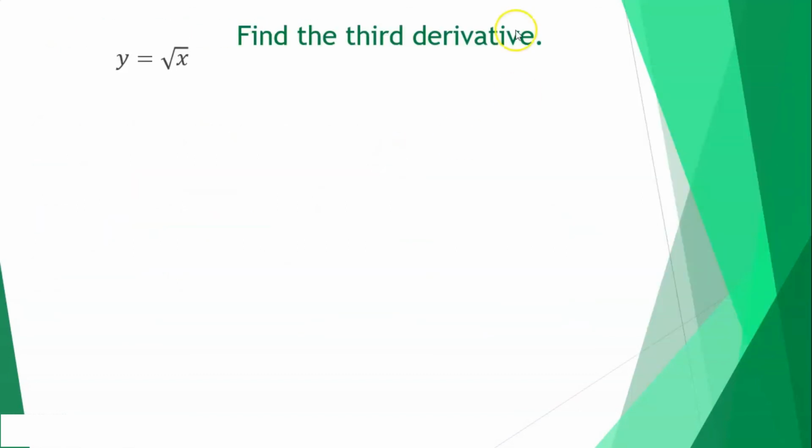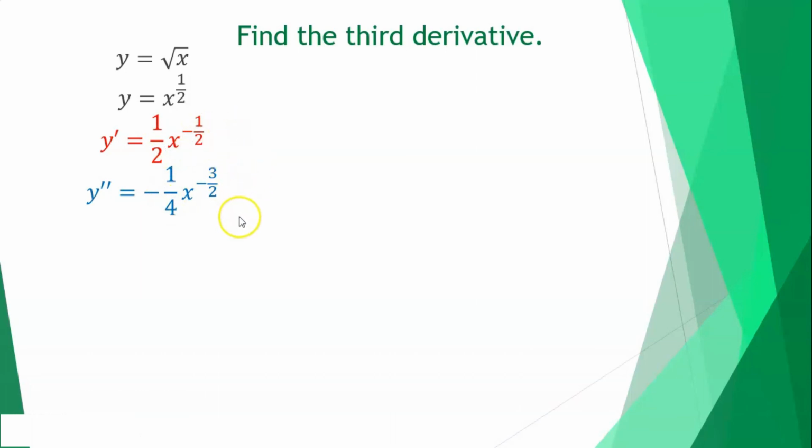Okay, another. Given y is equal to the square root of x, it's the same as y is equal to x to the power of 1/2. Now, to get the first derivative, that would be 1/2 x, so 1/2 minus 1 is negative 1/2. Now, to get the second derivative, negative 1/2 times 1/2 is negative 1/4. Negative 1/2 minus 1 is negative 3/2.